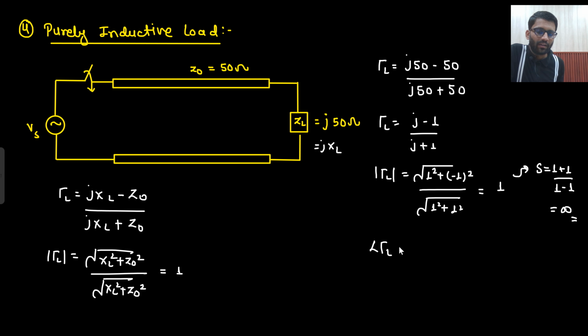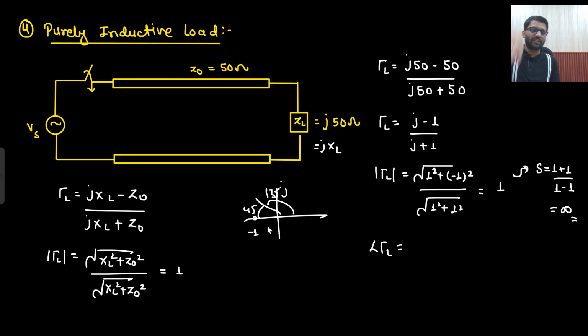Angle of gamma L. How will I find it out? What is the angle of J minus 1? So minus 1 here and plus J here. This angle I need to find. This will be 45. So the angle will be 135 in the anti-clockwise direction, right? Because this is J, this is minus 1, so I am in the second quadrant. So 180 minus 45, 135.